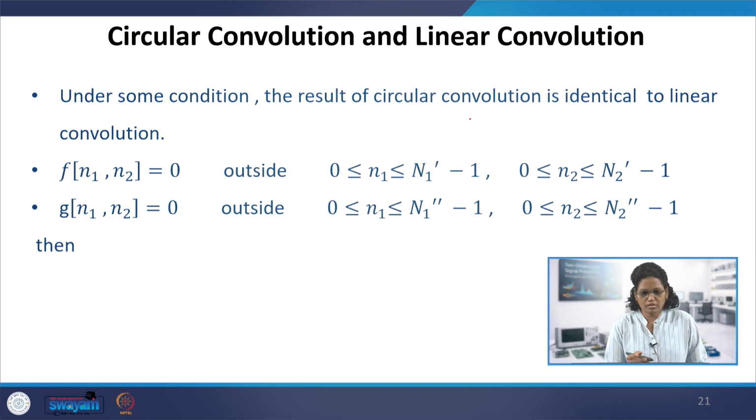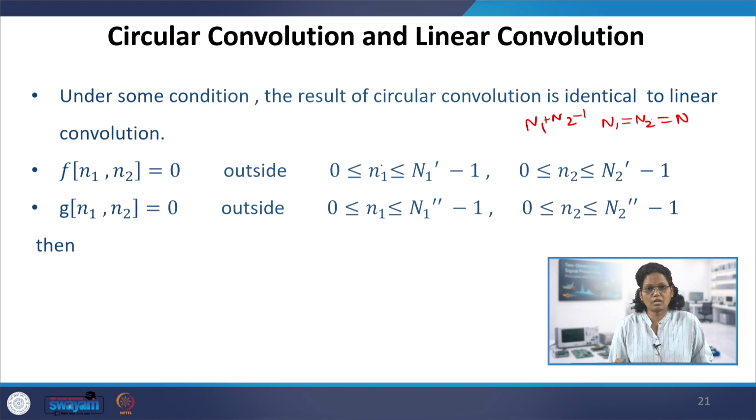If you recall, the first sequence has a length of n1 and the second sequence has a length of n2, then the linear convolution would result in a length of n1 plus n2 minus 1. In case of circular convolution, n1 equals n2. So with this background, we will see the relation between linear and circular convolution.